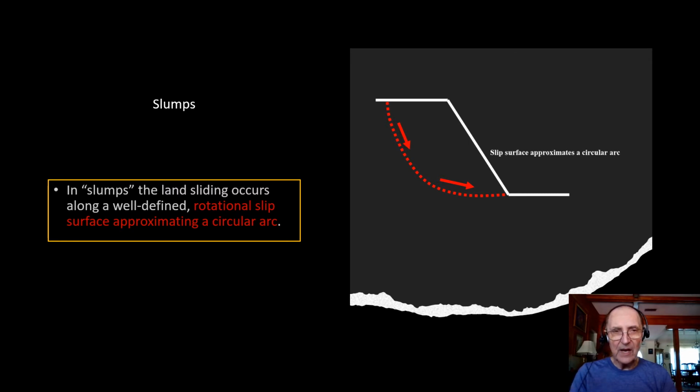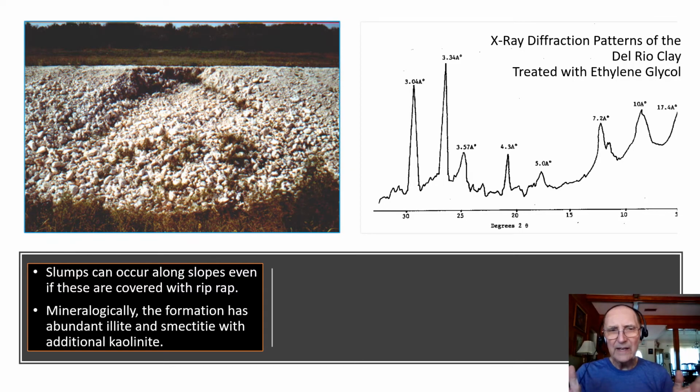A slump is a specific type of landslide that occurs along a well-defined rotational slip surface that approximates a circular arc. When the Del Rio Clay is exposed along slopes, slumps can occur even if these are covered with riprap, like you see on the picture. From a mineralogical point of view, the formation has abundant clay minerals, mainly illite with some smectite and some additional kaolinite.